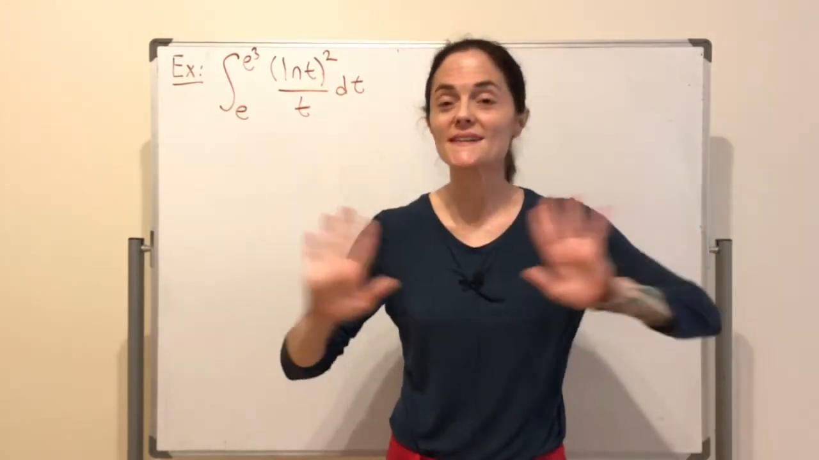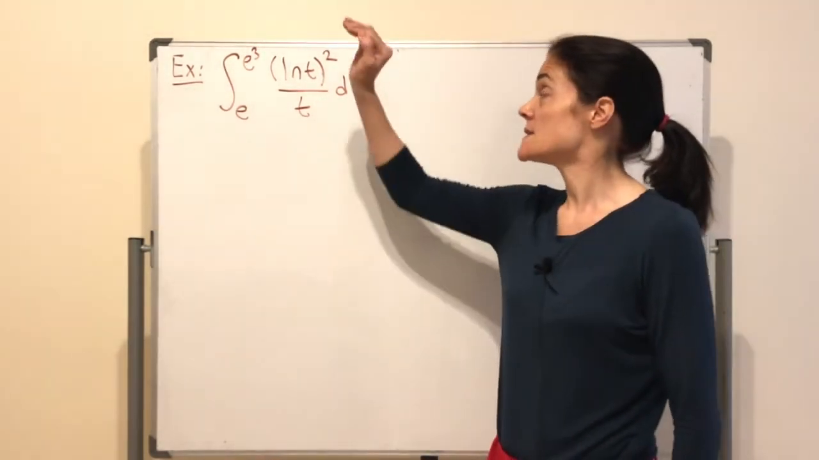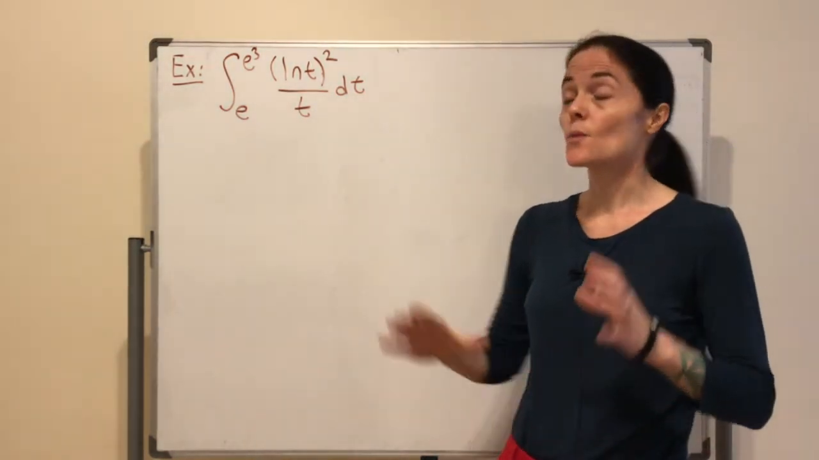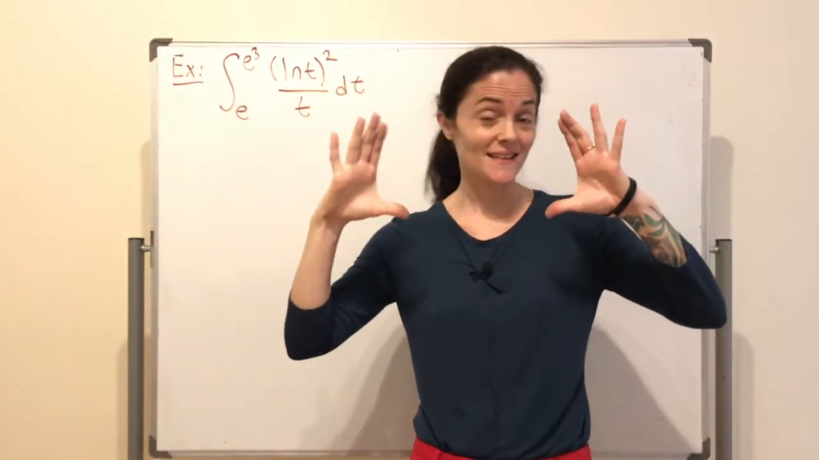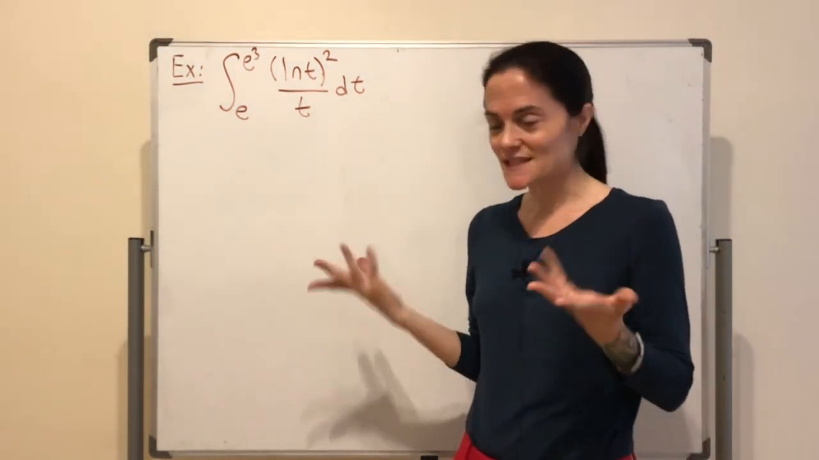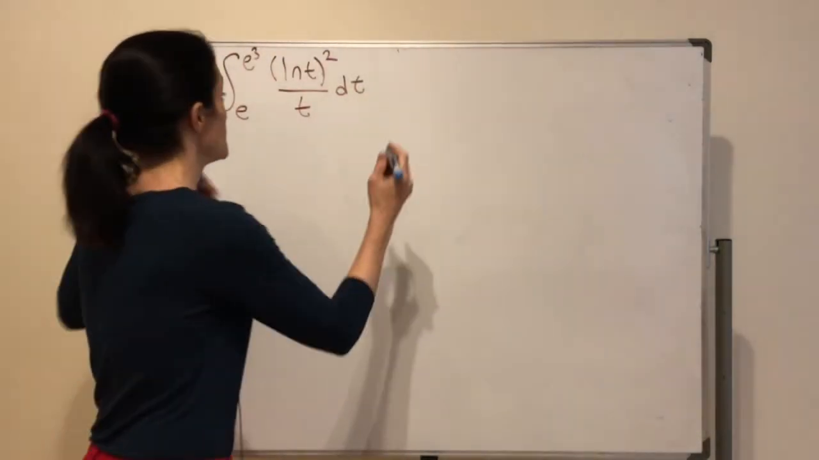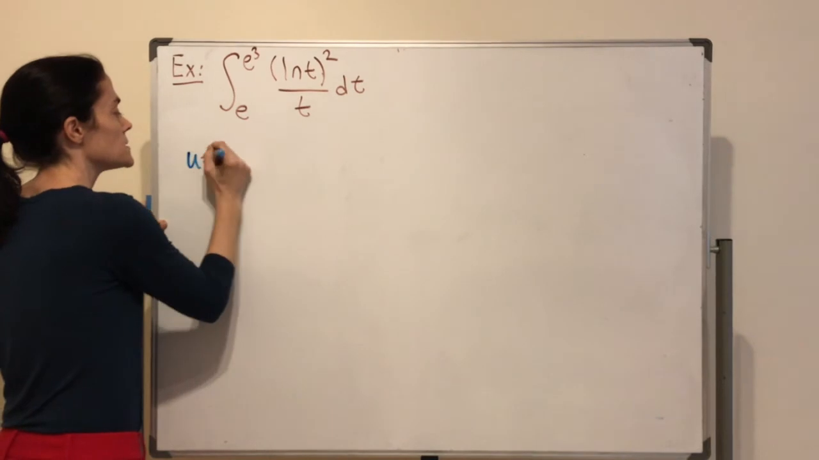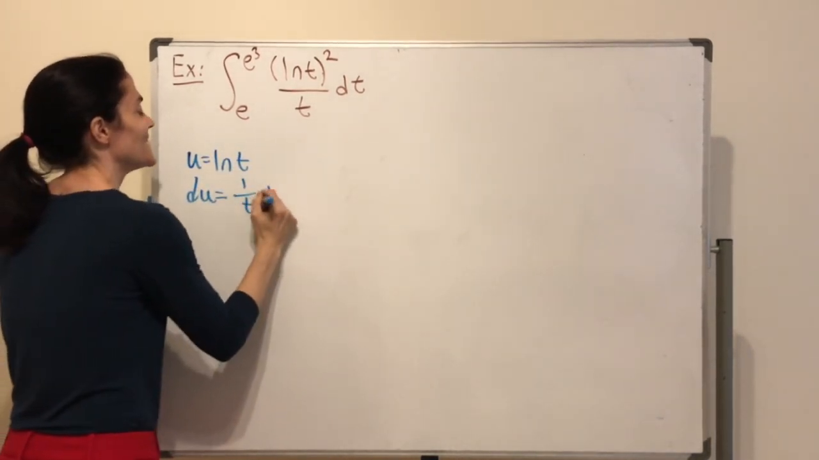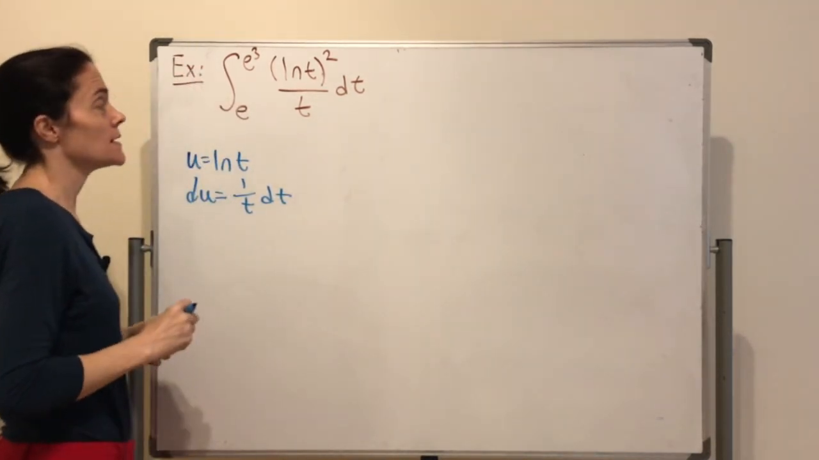Here's one more definite integral using substitution. The integral from e to e cubed of ln t squared over t dt. Well, we see inside the parentheses natural log t, and the derivative of natural log t is 1 over t dt. So my u here is ln t. Maybe I'll do this here. u is ln t, du is 1 over t dt. And we have exactly du in our integral.